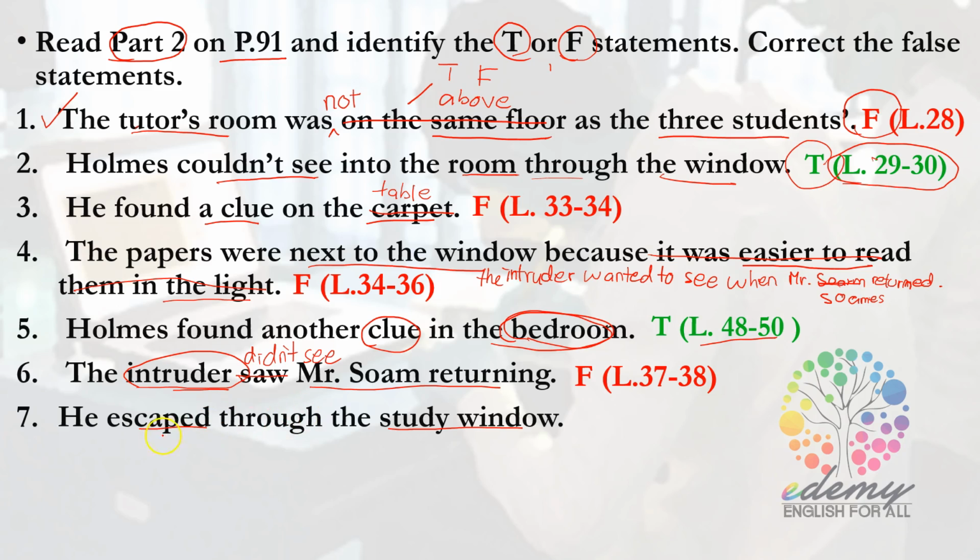Okay? The last statement. He escaped through the study window. So the answer is false. You can find it on lines 54 and 55. So go to lines 54 and 55 together. "Look at the bedroom window. It's open. That must be how he escaped." So the intruder, or he here, didn't escape through the study window, but he escaped through the bedroom window. So you cross out the word study and write the word bedroom. So bedroom window, right? So here is all the answer. Let's move on to another activity.